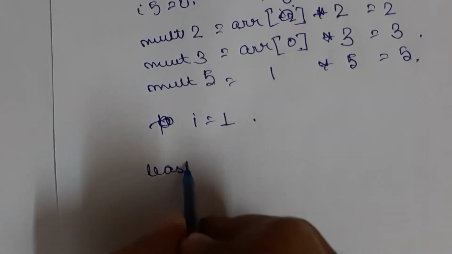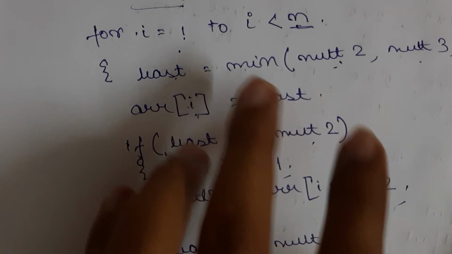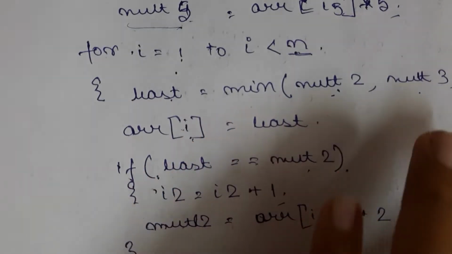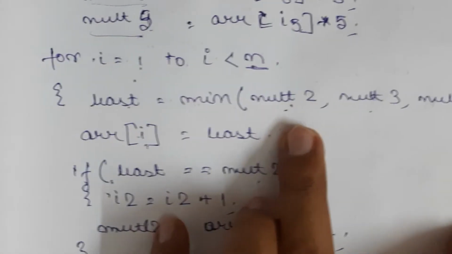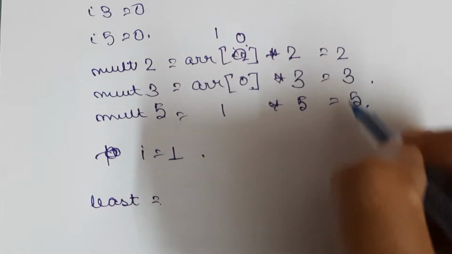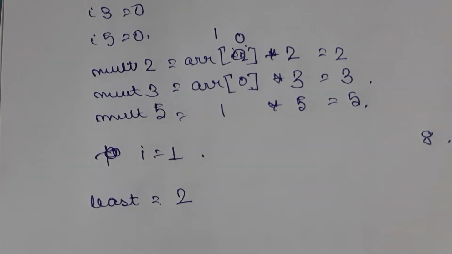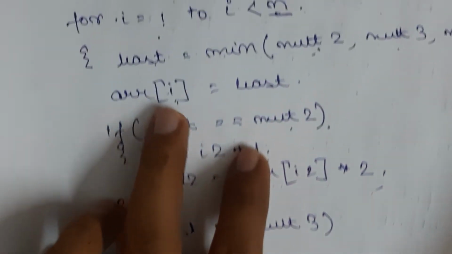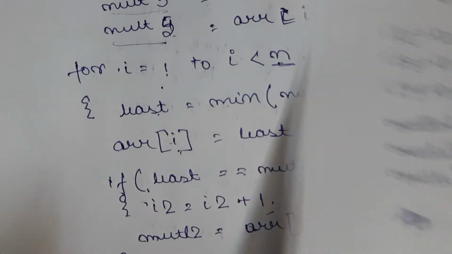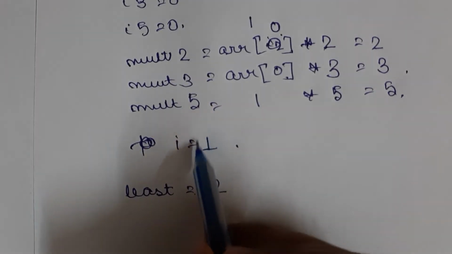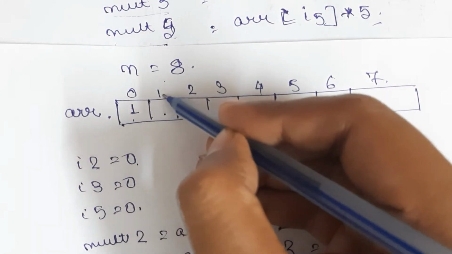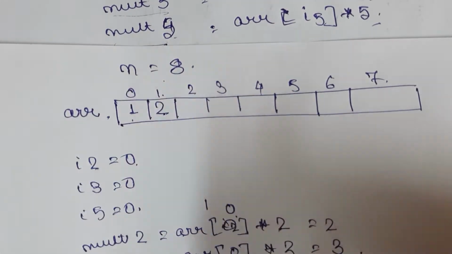Okay, so now I am getting the least variable, right? Here is a variable known as least. What will it contain? It will contain the minimum value of mult2, mult3 and mult5. Among these three values, it will contain the minimum value, right? So among these three values, the minimum value is 2. Okay. Now what is it doing? It is setting ARR of I equal to least. What is the ith value now? The ith value now is 1. So for ARR of I, meaning ARR of 1, it will substitute the least value, meaning 2.